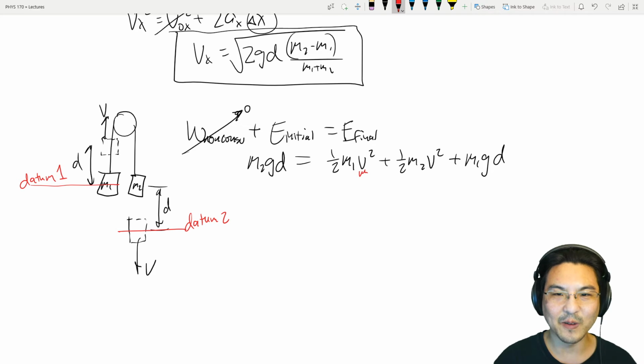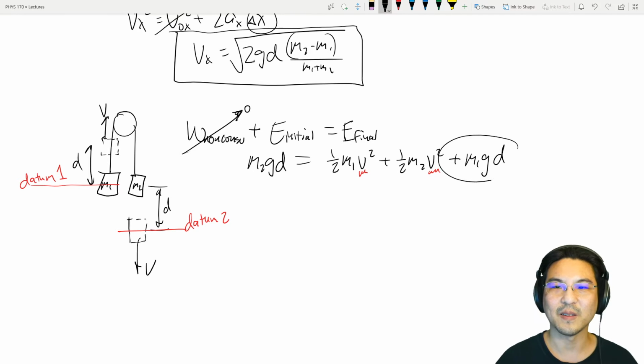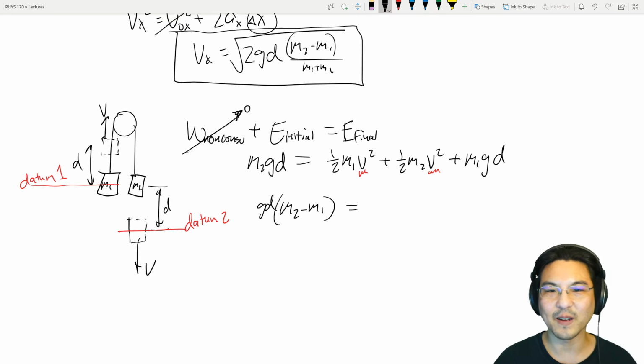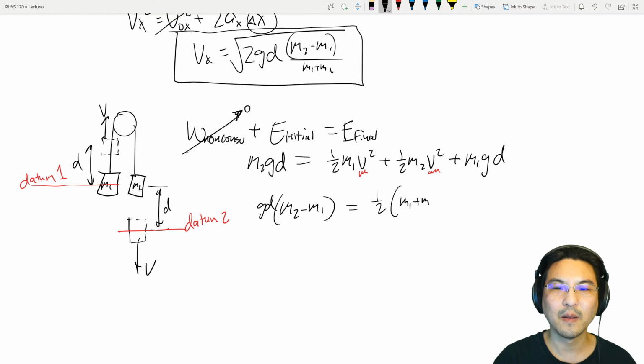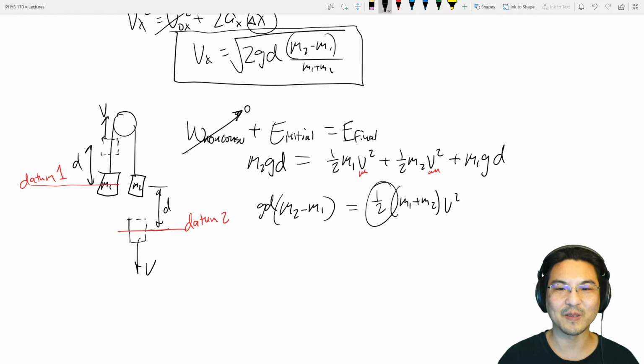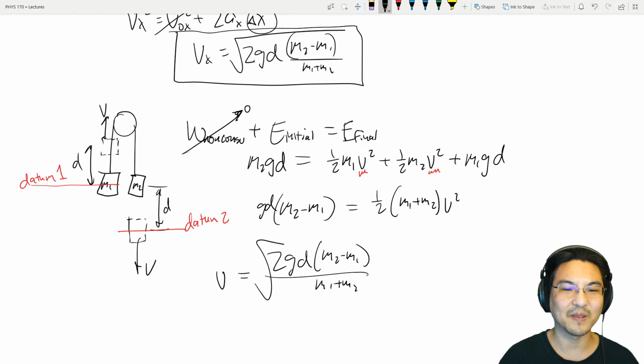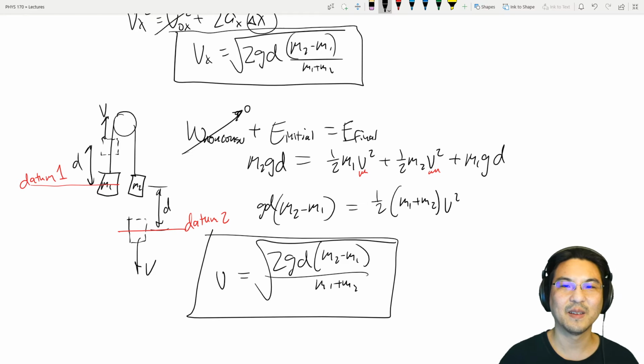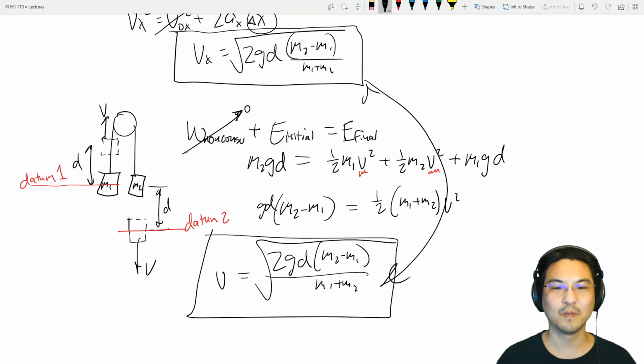Let's solve for our unknown here. So I'll take this and move it on the other side. And then what can we factor here? 1/2 v squared. So I can take this and move it on that side. So I'll take the 2, put it here, and then this goes in the denominator, equals v squared. So there you go. So this is the speed. Let's compare it. Same. Okay.